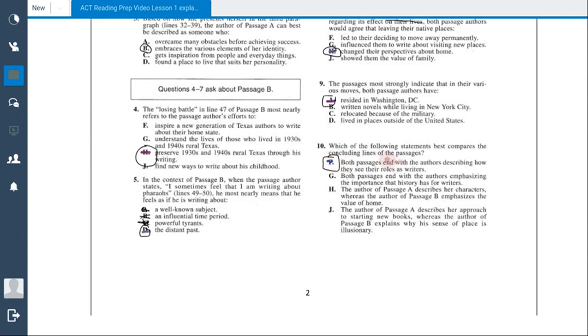So what I want you to do is to try to do the exact same thing for the second passage, answer the questions, and then watch the video for the explanations.